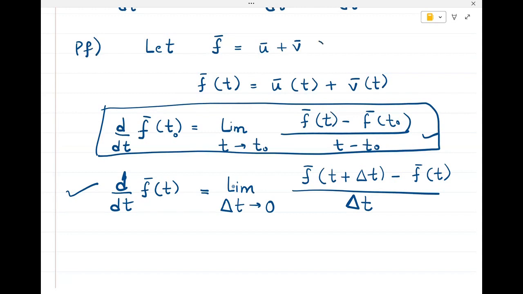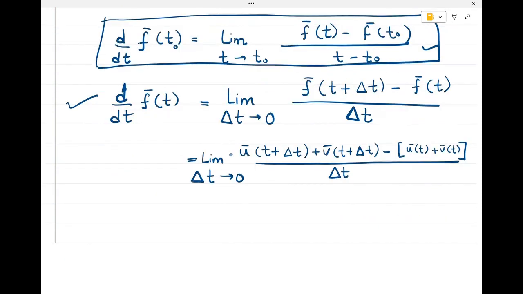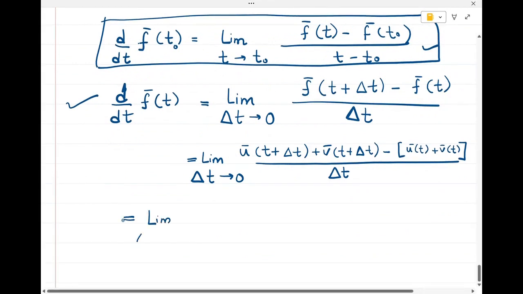We know that f bar is u bar plus v bar. So this limit becomes the limit as delta t tends to zero of f bar of t plus delta t, which is u bar of t plus delta t plus v bar of t plus delta t, minus f bar, which is u bar t plus v bar t, divided by delta t. Then I will collect the like terms and separate the two limits.